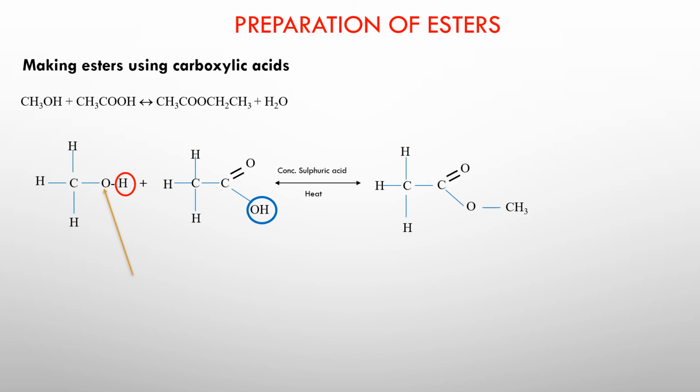The byproduct is H2O. So we have methanol, ethanoic acid. The name of the ester will be methyl ethanoate.